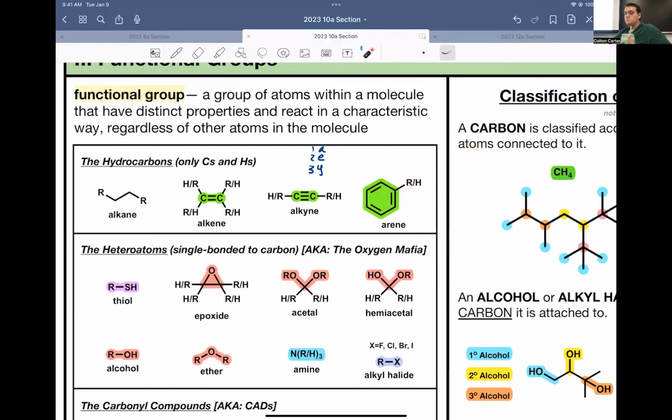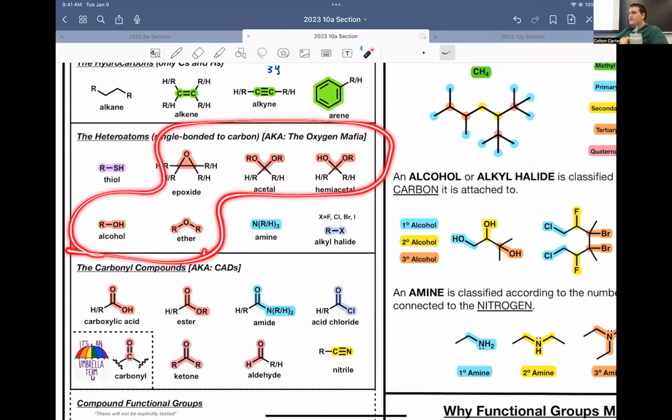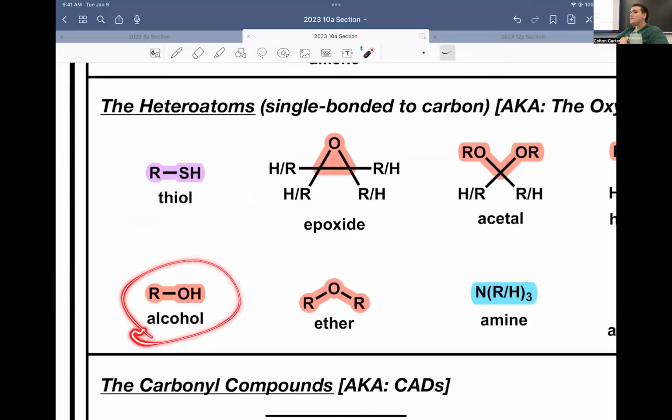Cool. Then we have the heteroatoms, so the non-carbon hydrogen things. And you will get to know the oxygen mafia. They are all related to each other. They're up to no good. They're very reactive. So our main option, the kind of grand boss of the mafia, I don't know anything about the mafia, is alcohols.